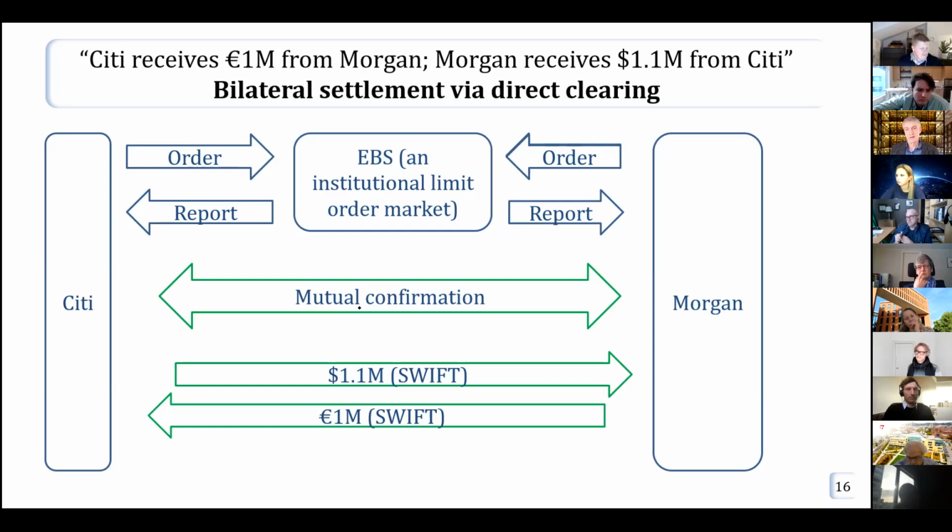So the first thing that has to happen is that there's going to be a mutual confirmation. Was it for €1 million? No, it was 10 million euros. Or no, the price wasn't 1.1, it was 1.109. So all of those details get settled out, and then the actual transfers can take place on an interbank transfer system for cash, typically SWIFT.